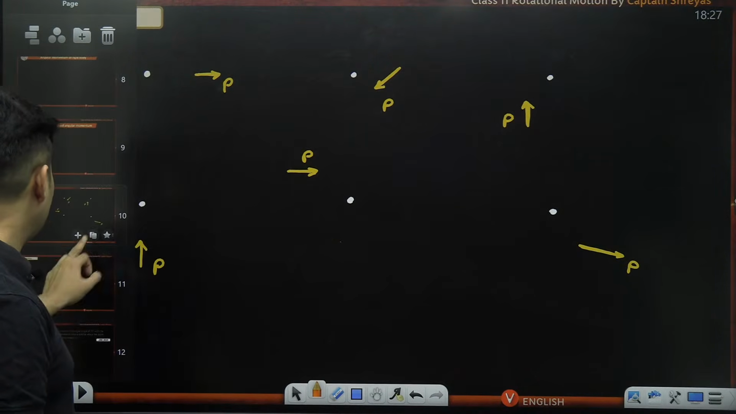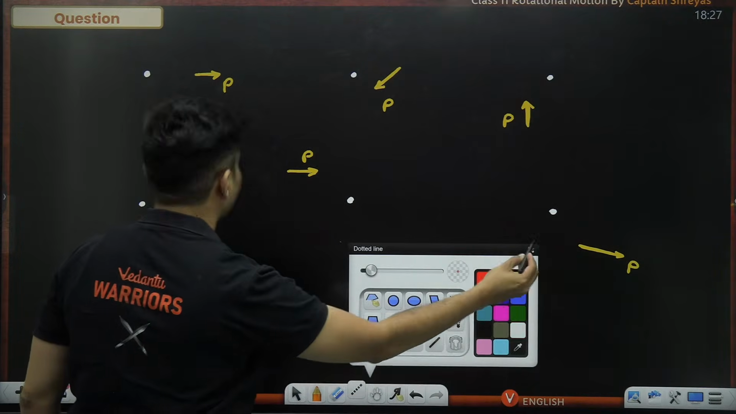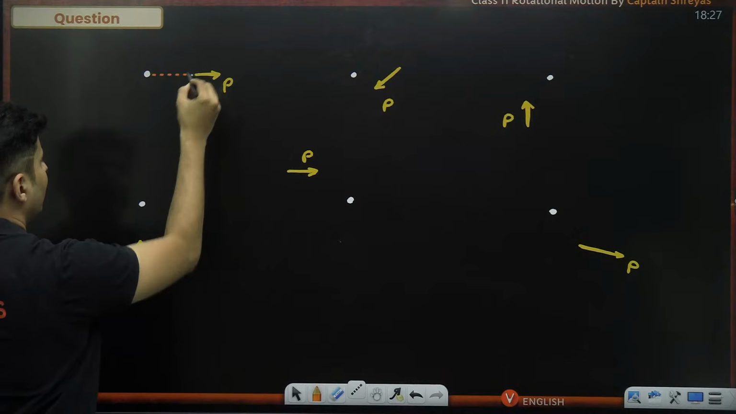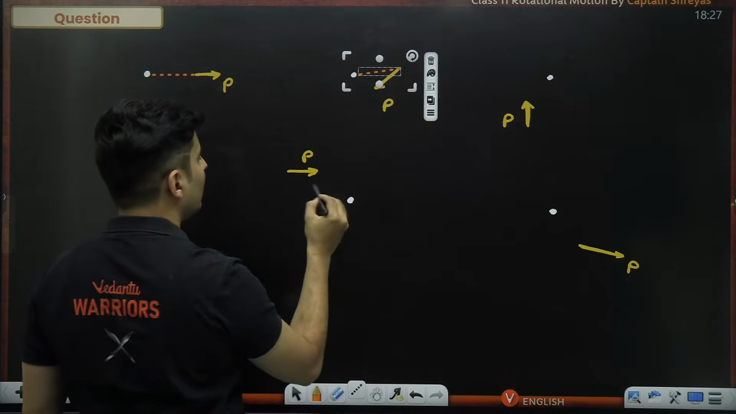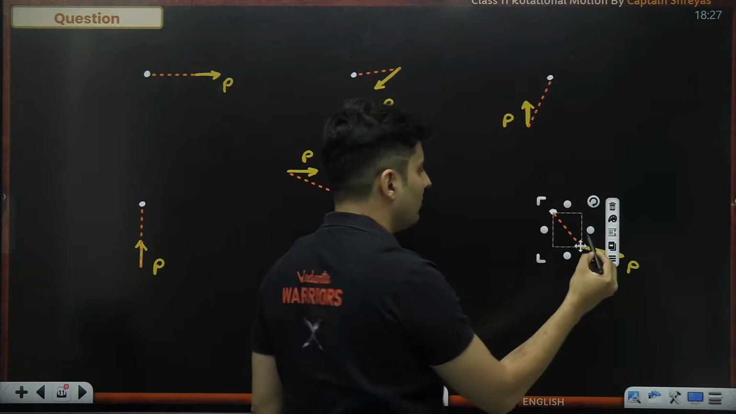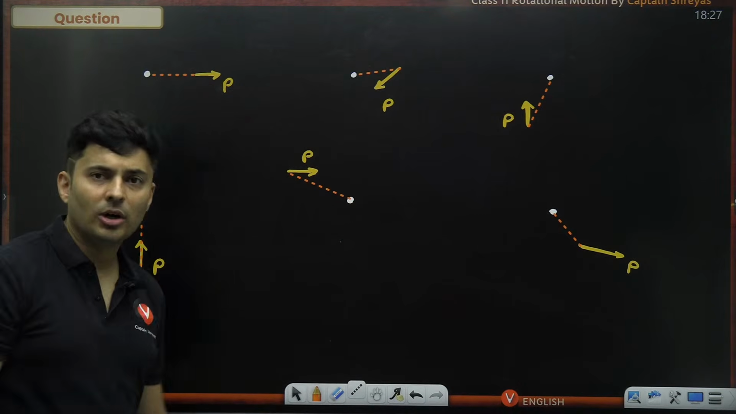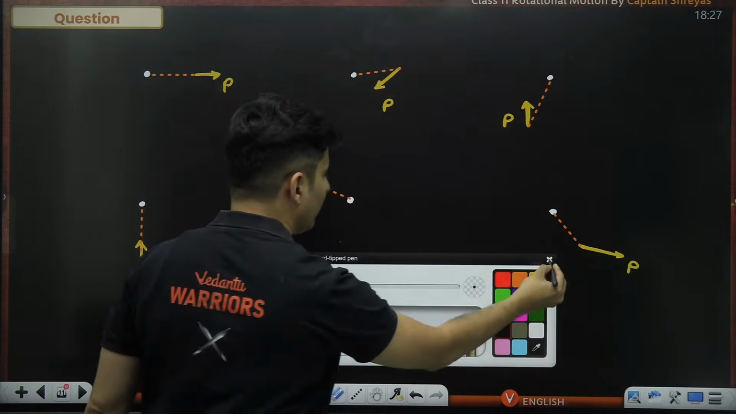Okay, the first thing that we should do in all these scenarios is figure out where our position vector is. This is our position vector. That orange dotted line are our position vectors. Now it becomes easy to figure out.